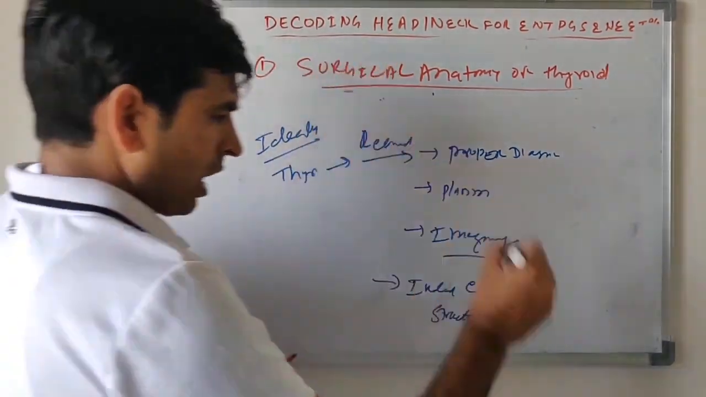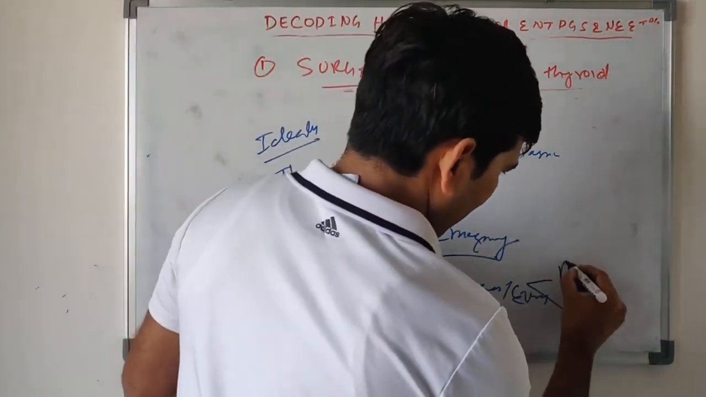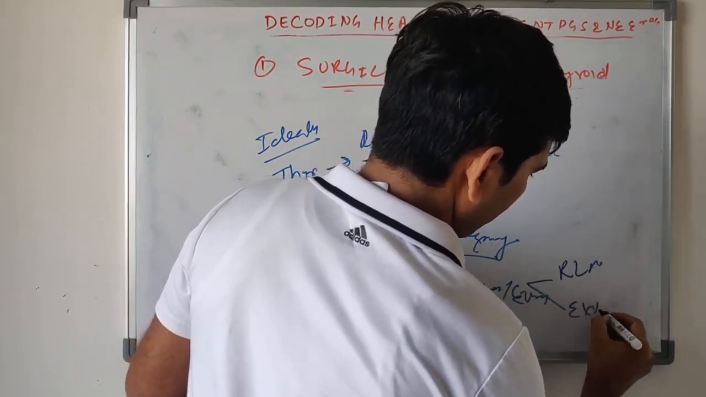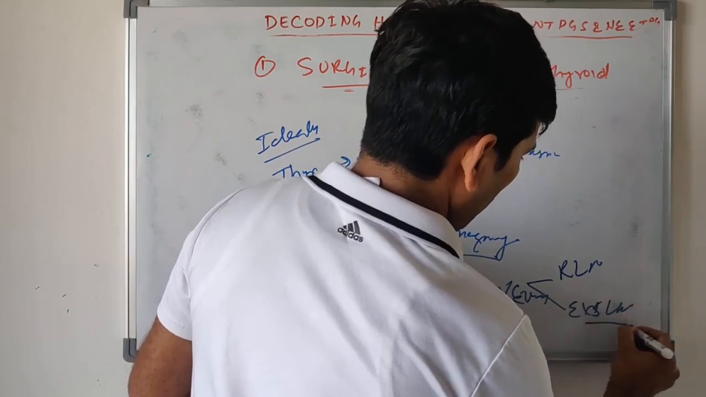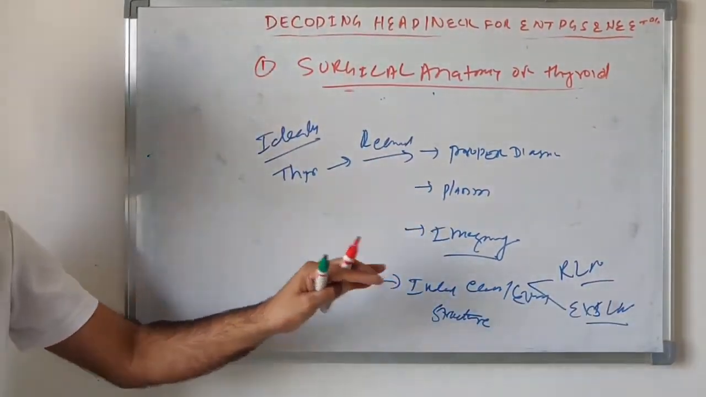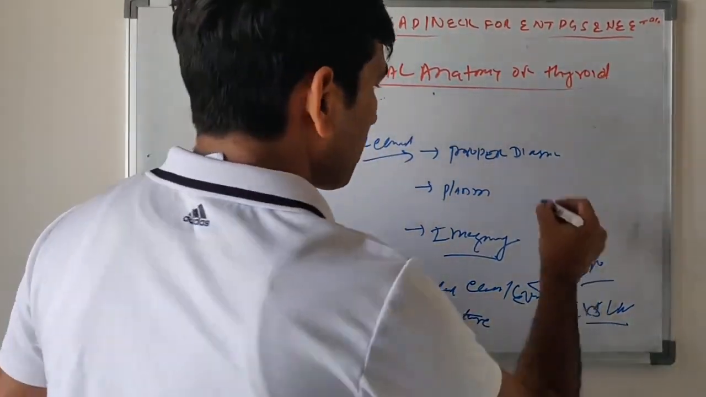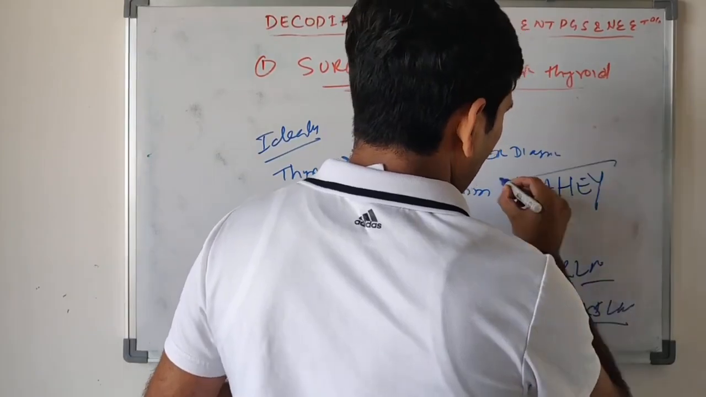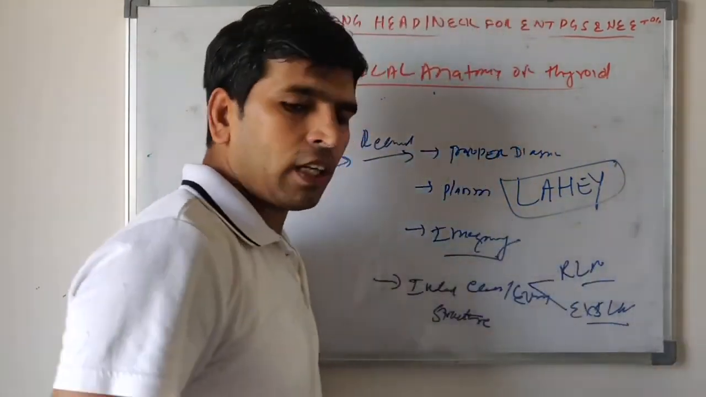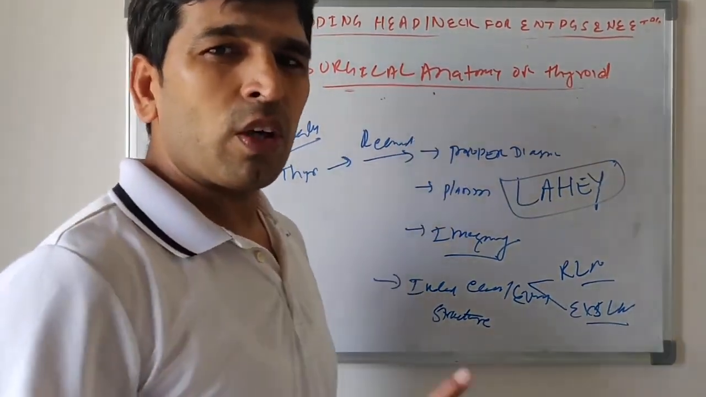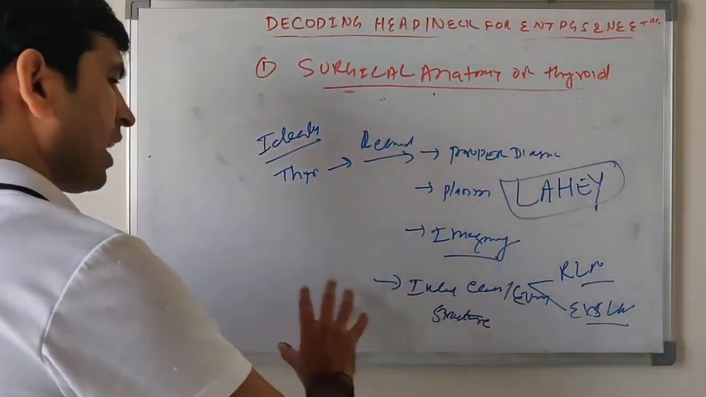So I will say here the recurrent laryngeal nerve and the external branch of the superior laryngeal nerve. You have to identify them. You don't have to be afraid. This was recommended by Leahy. He was the first scientist who recommended identifying this. Before that, Joel, Kocher, and Billroth were doing blind surgery without identifying this.